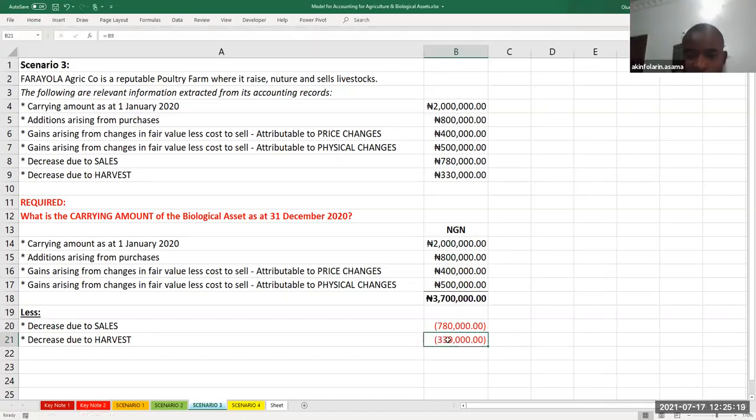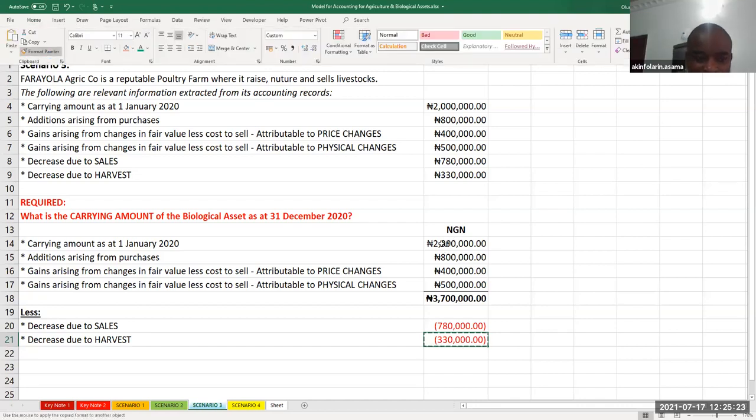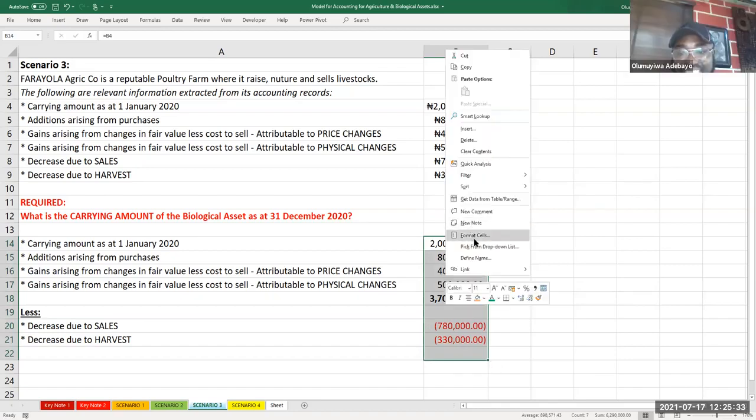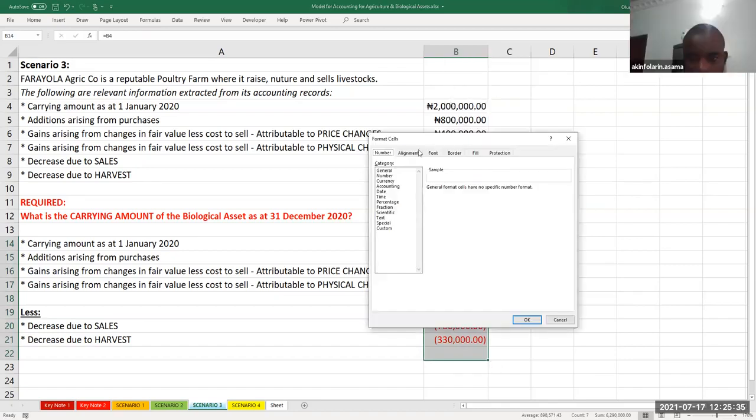Excuse me, quick one, sir. I thought I read it somewhere just now that those gains arising from the changes would be charged to the profit or loss account. Okay, we are coming to that.